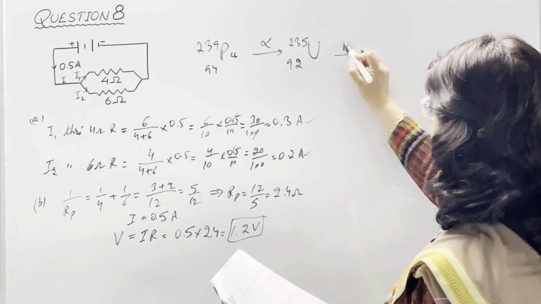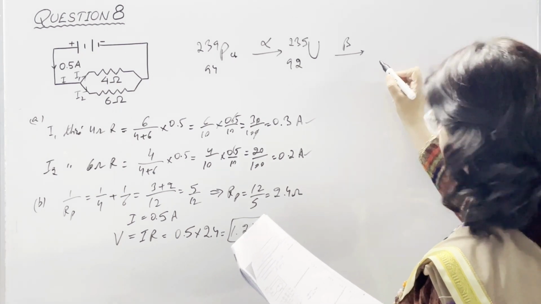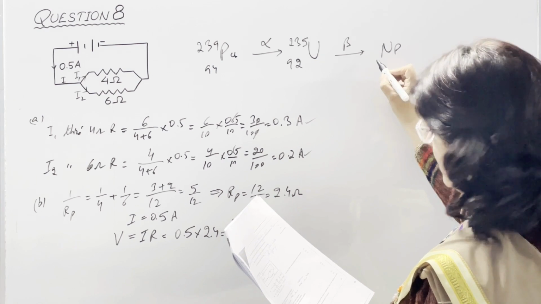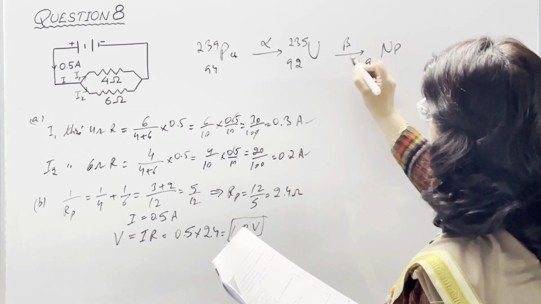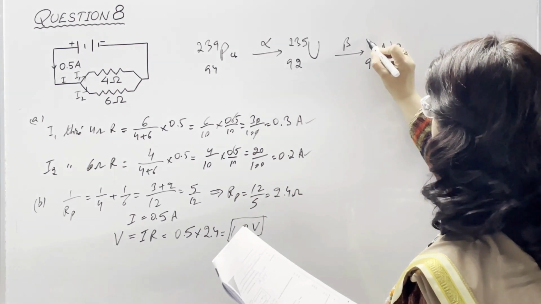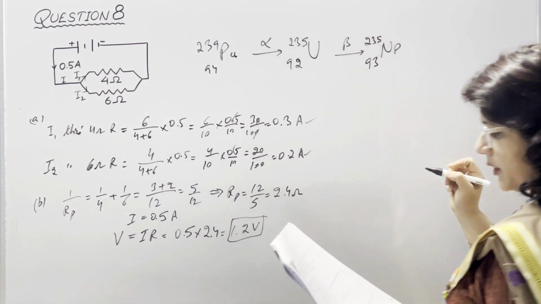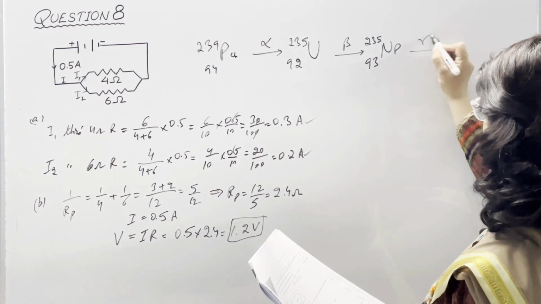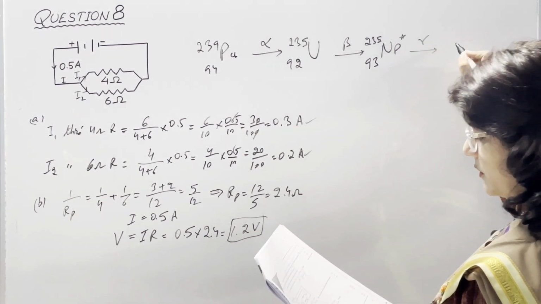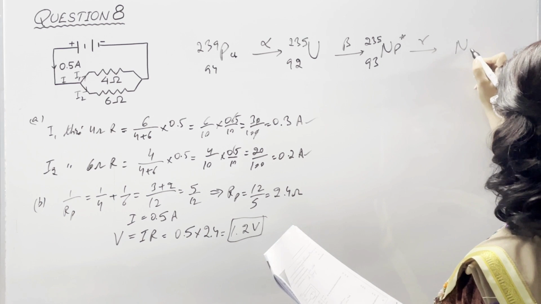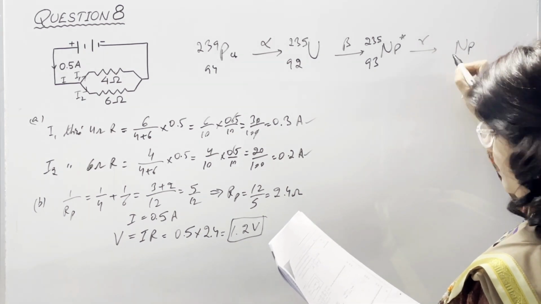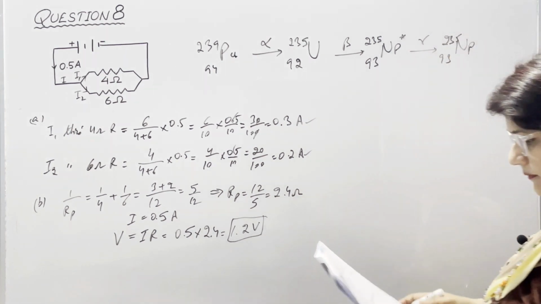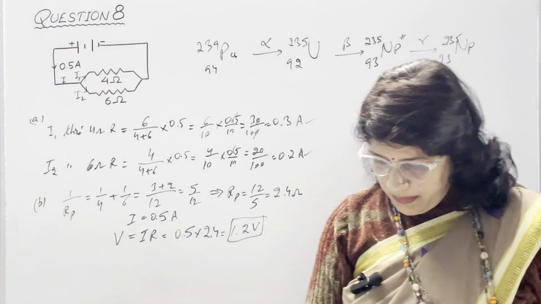Now after emitting a beta particle, it converted into Np, neptunium. Neptunium atomic number increases by 1, so 93, and mass number remains the same, 235. Again it is emitting a gamma particle. But with a gamma particle, there is no change in the nucleus, only a change in the energy. So neptunium remains the same with the same atomic number and mass number. This is our second part.